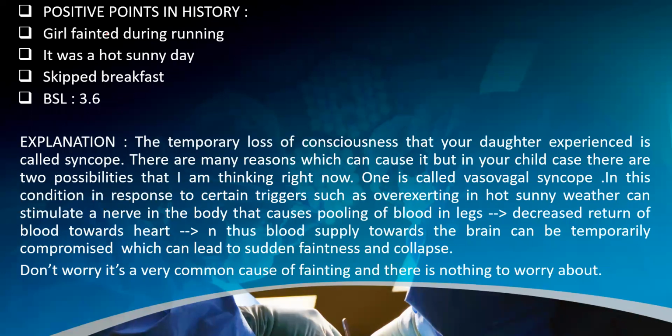So the positive point in the history is that the girl was running a marathon and it was a hot sunny day. And suddenly the girl fainted during running. So that obviously shows it's a vasovagal syncope. If you ask about hypoglycemia as a differential, you will find out that before running, the girl also skipped breakfast today. And if you check the blood sugar level, it's 3.6. Less than 4 is hypoglycemia. So this patient is having hypoglycemia and vasovagal syncope.